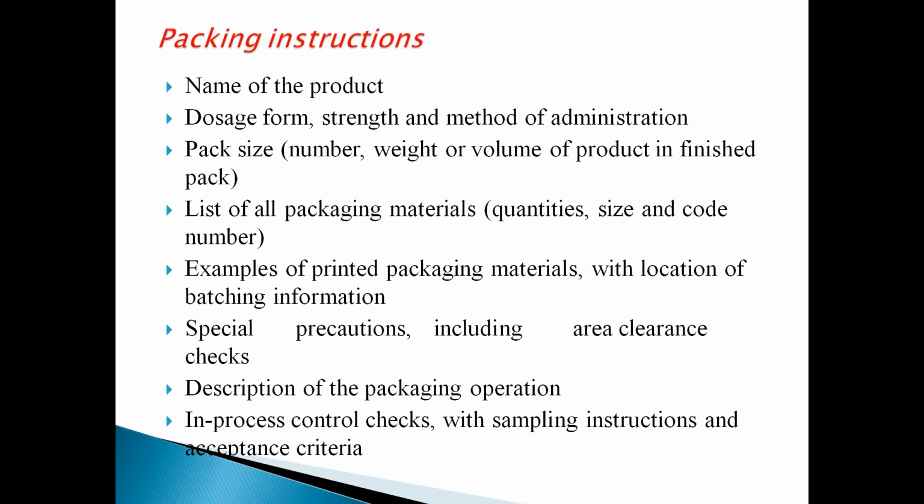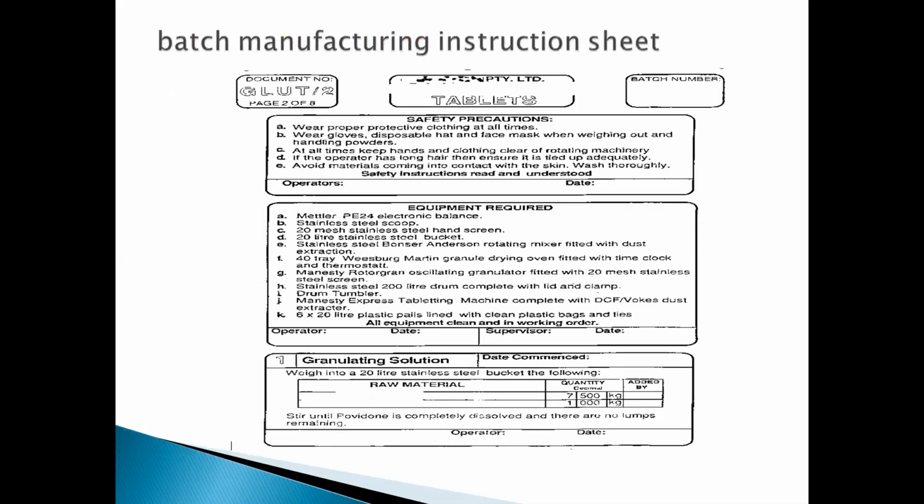Examples of printed packaging materials with the location of batching information, special precautions including area clearance checks, then description of the packaging operation, then in-process checks with sampling instructions and acceptance criteria.